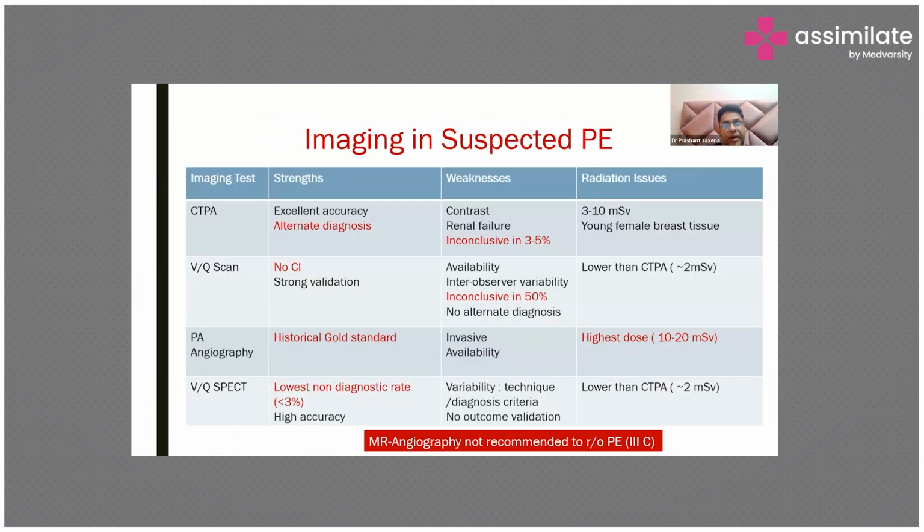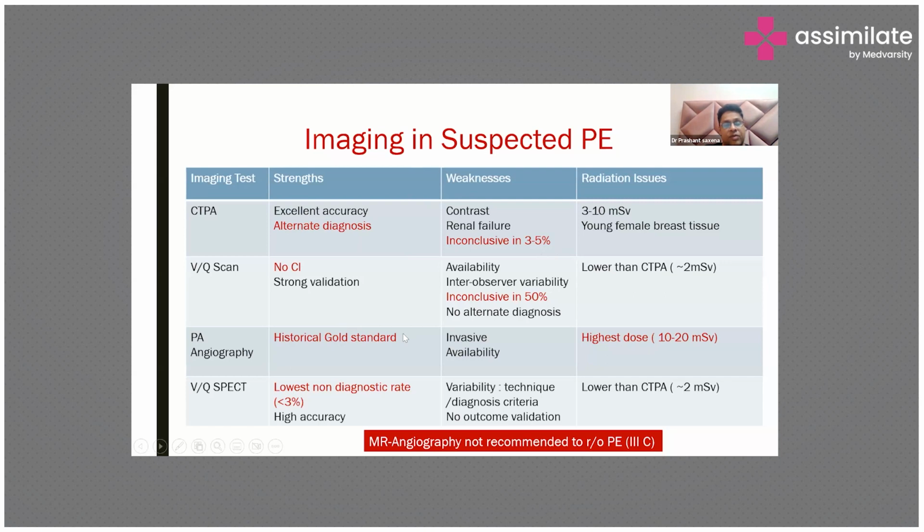So what are the types of imaging you can do? See, CTPA is the gold standard. It has excellent accuracy. And if you are doing a CT, you can look at the lung also. So for alternative diagnoses, for example, if there is a pneumonia, COPD, emphysema, or cardiac failure, you can all have an idea after doing a CT. It is inconclusive only in 3 to 5% of patients. Definitely, there is a contrast involved, so in renal failure patients, you have to be very cautious.